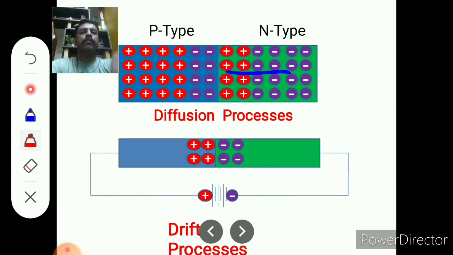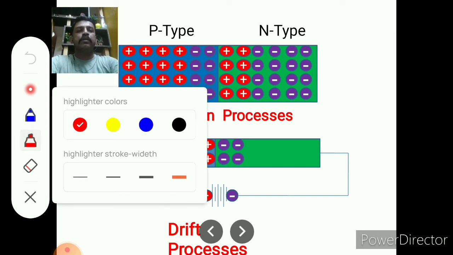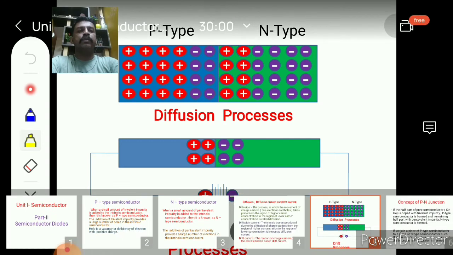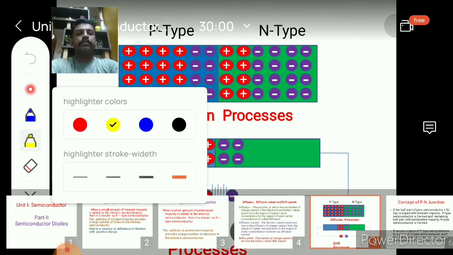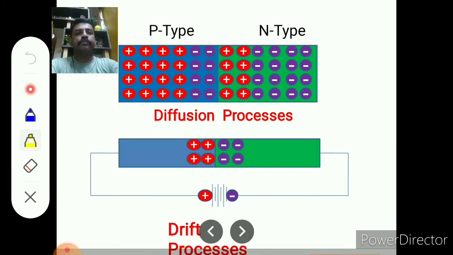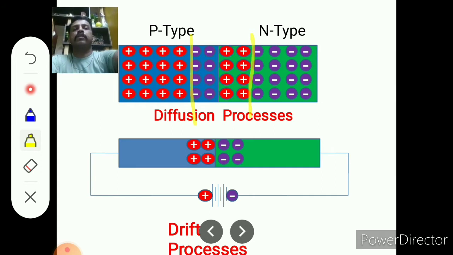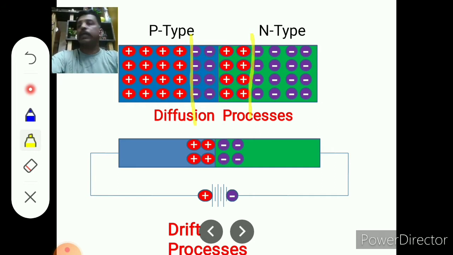Now what happened due to this diffusion process? Due to this diffusion process, this region will work like a barrier potential. What is the meaning of barrier potential?